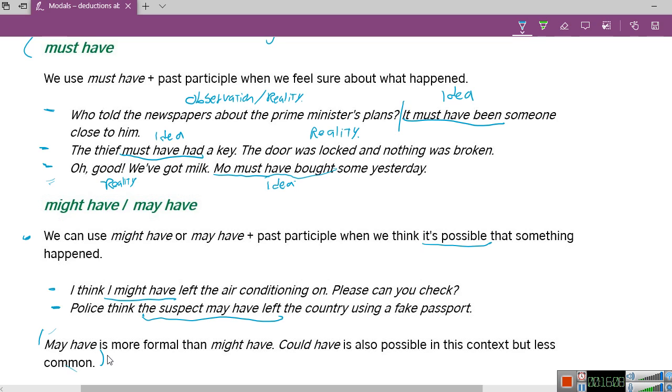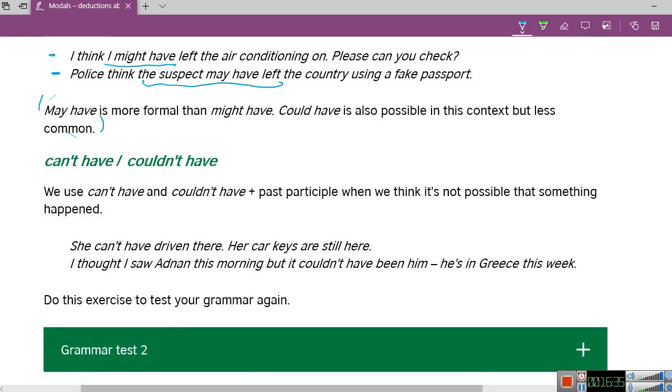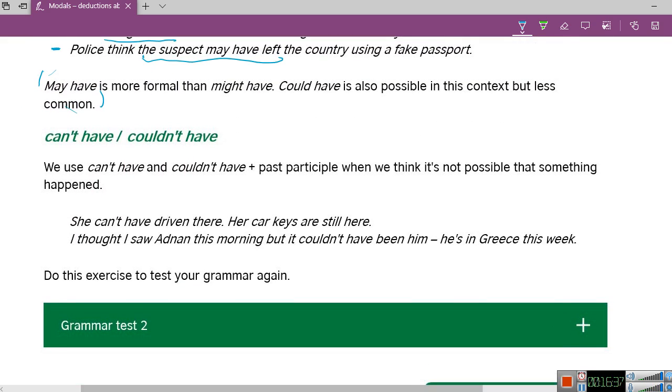Since this is a British website, this is the British Council, they're saying could have is also possible but less common. They're talking about Britain, but could have is very, very common in America, and they actually use it right. We can use could have. I'm pretty sure most of you use it, since of course we're studying American English.